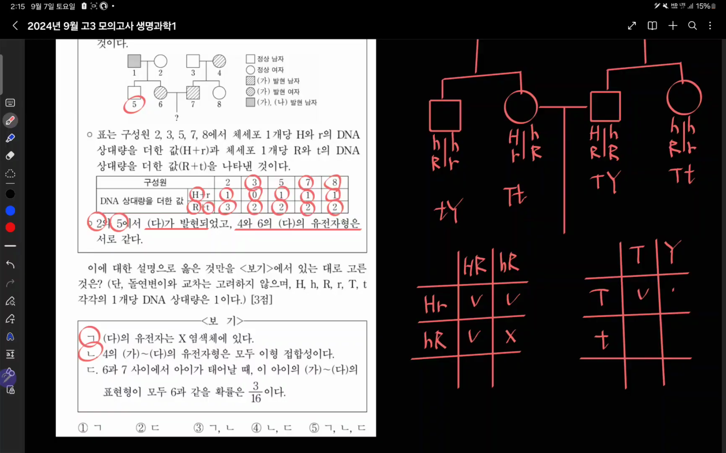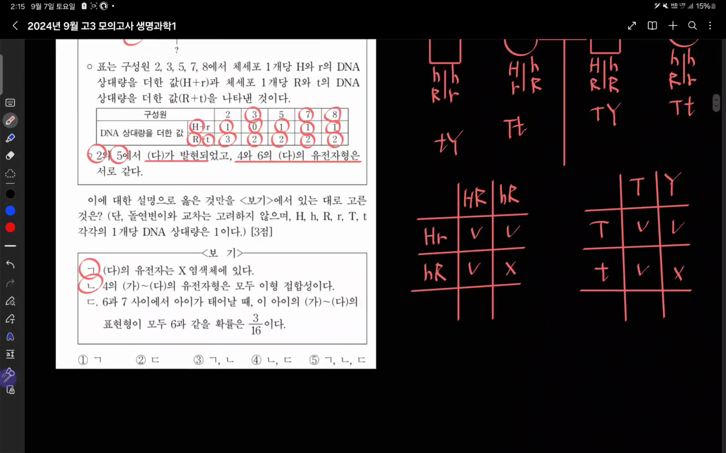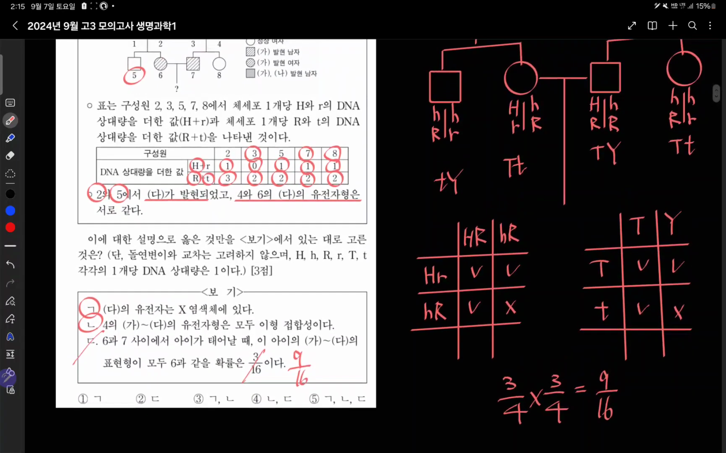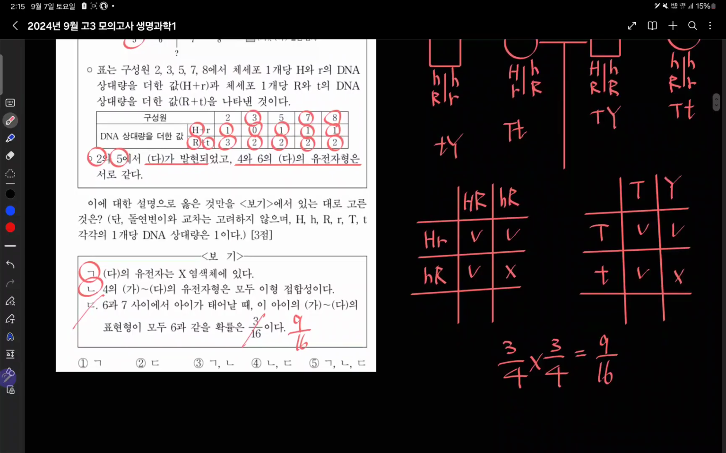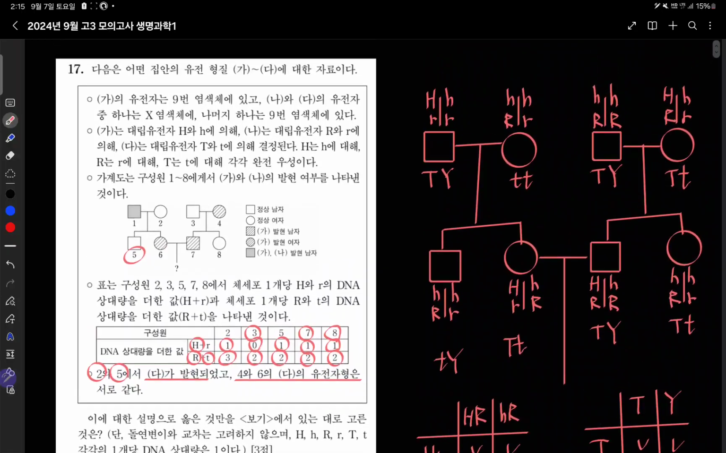So these 3 cases are okay. So for these to be okay at the same time, the total probability is 9/16, not 3/16. So the third statement is not correct. So the right answer is the third choice. That's it for this video, and thanks for watching.